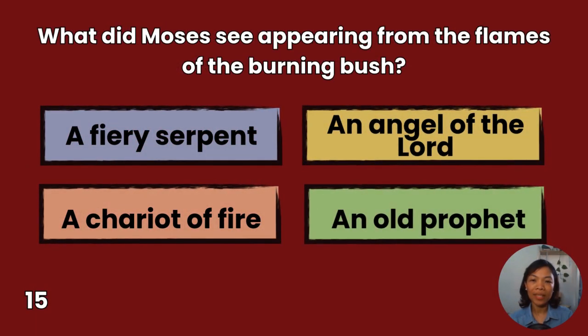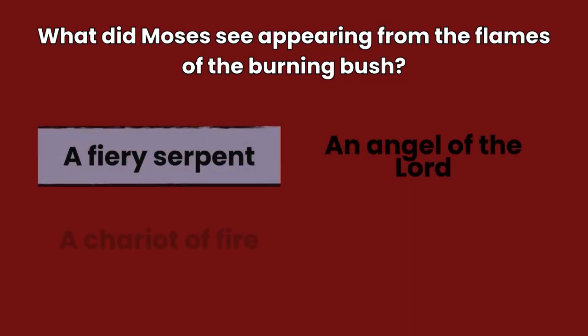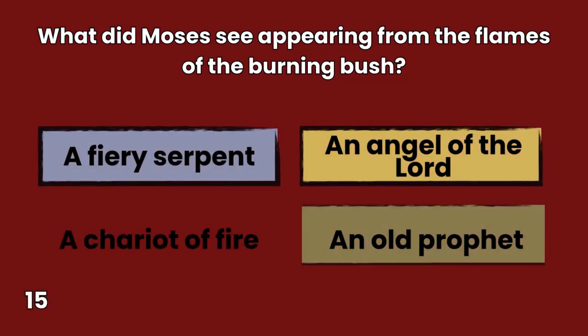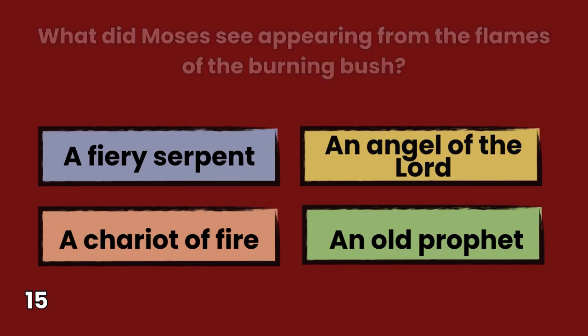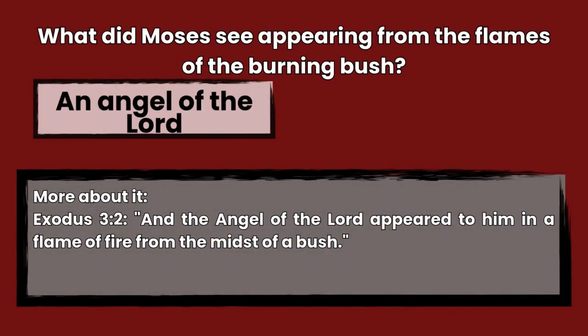A fiery serpent, a chariot of fire, an angel of the Lord, an old prophet. You have 10 seconds to answer. The answer is an angel of the Lord, Exodus 3:2. And the angel of the Lord appeared to him in a flame of fire from the midst of a bush.